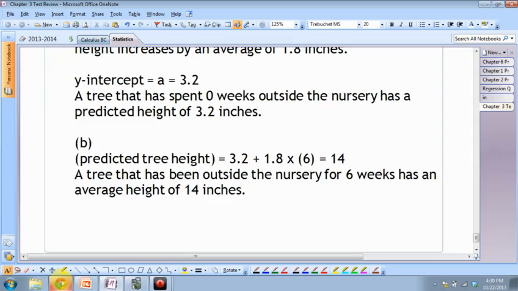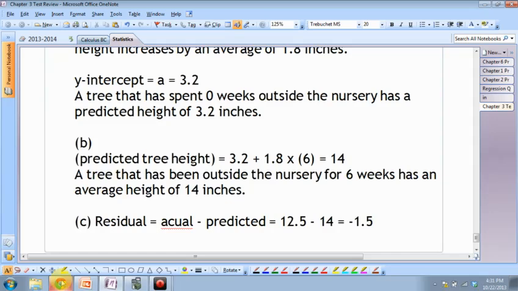C. The actual height was found to be 12.5 inches. Calculate the residual. Residual is equal to actual minus predicted, which is equal to 12.5 minus predicted 14, negative 1.5.